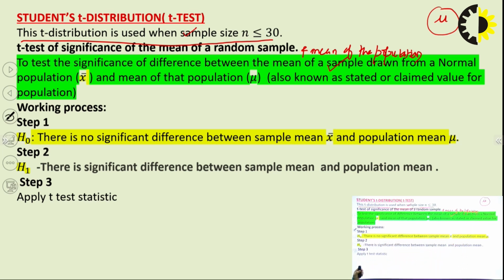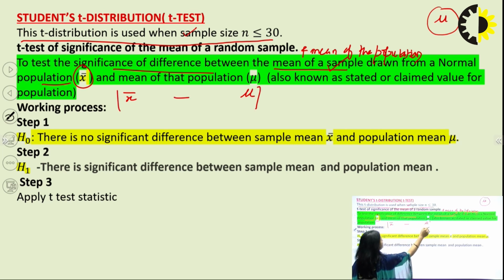How can we use the T test? T test is used to test the significance of difference between the mean of a sample drawn from a normal population, and this mean is denoted by x bar. The mean of sample is denoted by x bar, and the mean of population is denoted by mu. So what will it do? It will test the significance of difference between the sample mean and the population mean. This population mean will be given, or you can say in statistical terms it will be stated or claimed. For example, for my class, maybe I can claim that the average marks will be 70.